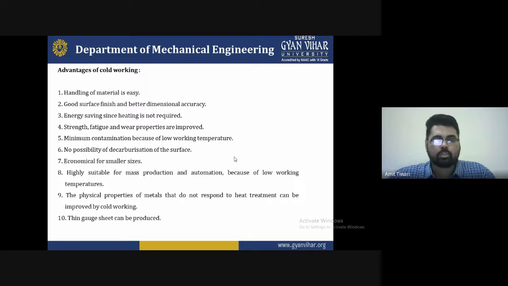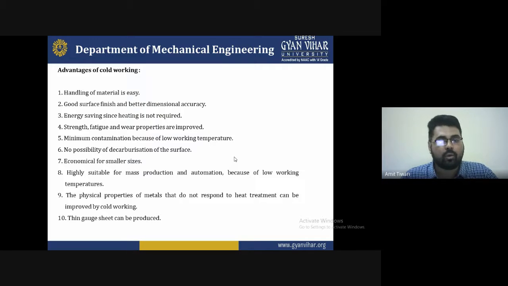Sixth point, there is no possibility of decarburization of the surface, because it completely works and changes the dimensions, and new grain sizes are obtained on the surface of the material. There are drastic changes here, and a new formation of grain size. So it will help you understand that there is no possibility of decarburization of the material surface. It is a good part of cold working.